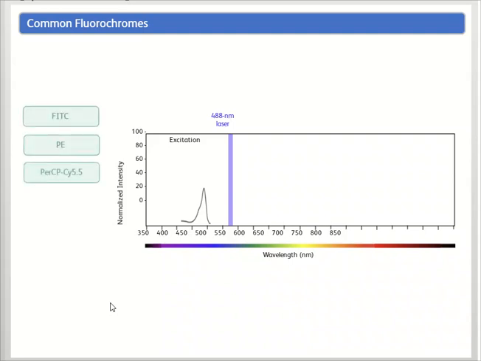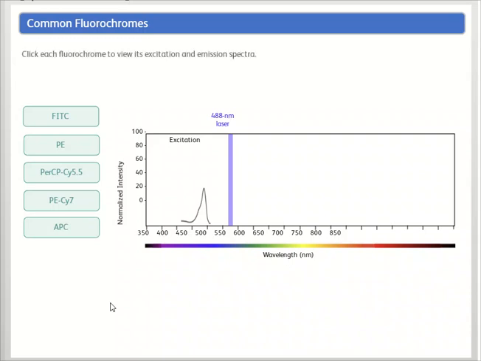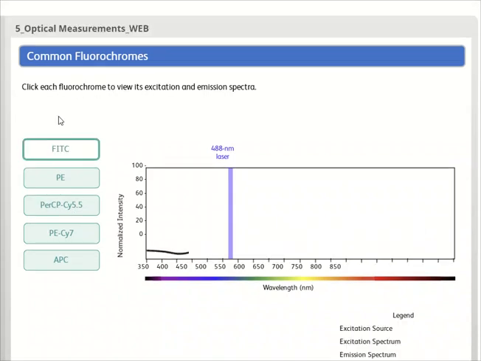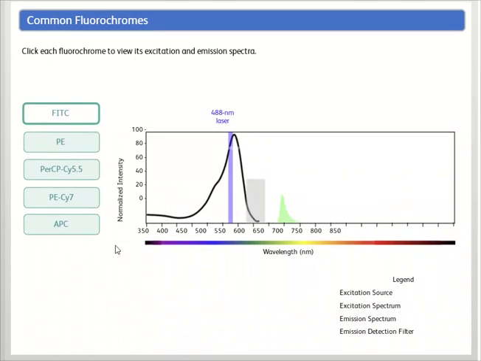Common fluorochromes include FITC, PE, PerCP-Cy5.5, PE-Cy7, and APC. Click each fluorochrome to view its excitation.